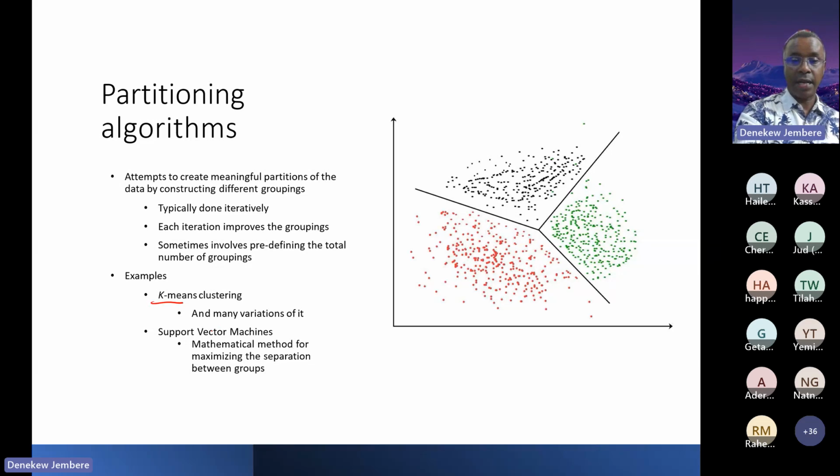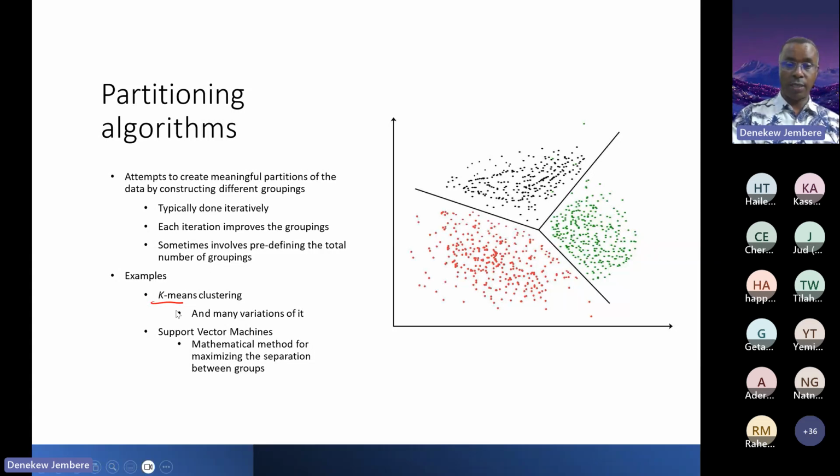K-means clustering divides a given data set into multiple clusters. These partitioning algorithms attempt to create meaningful partitions of the data by constructing different groupings. They are typically done iteratively, and each iteration improves the groupings. And sometimes it involves predefining the total number of groups.